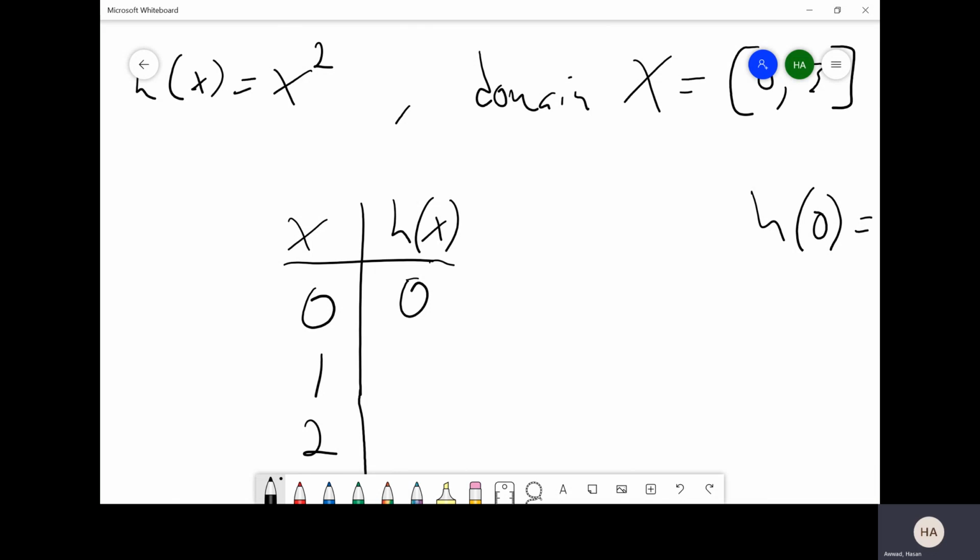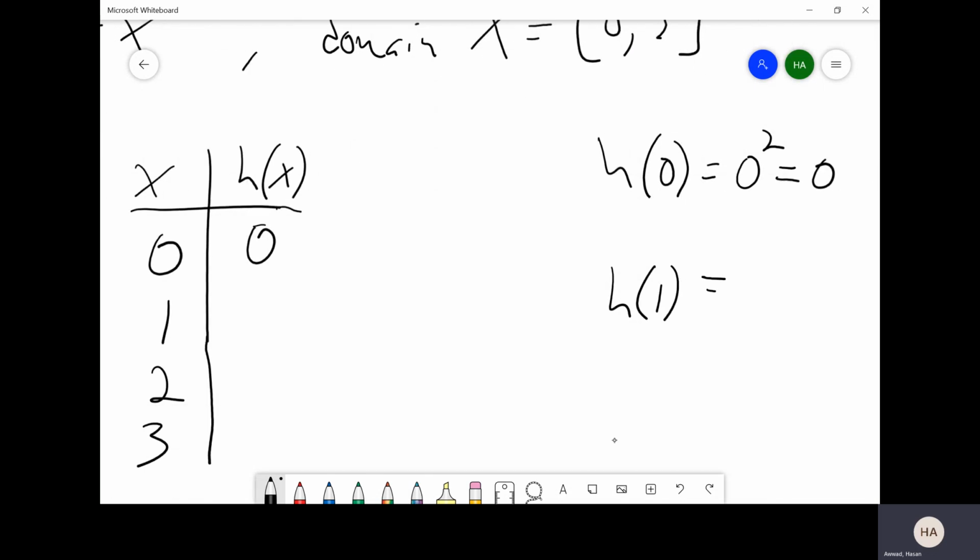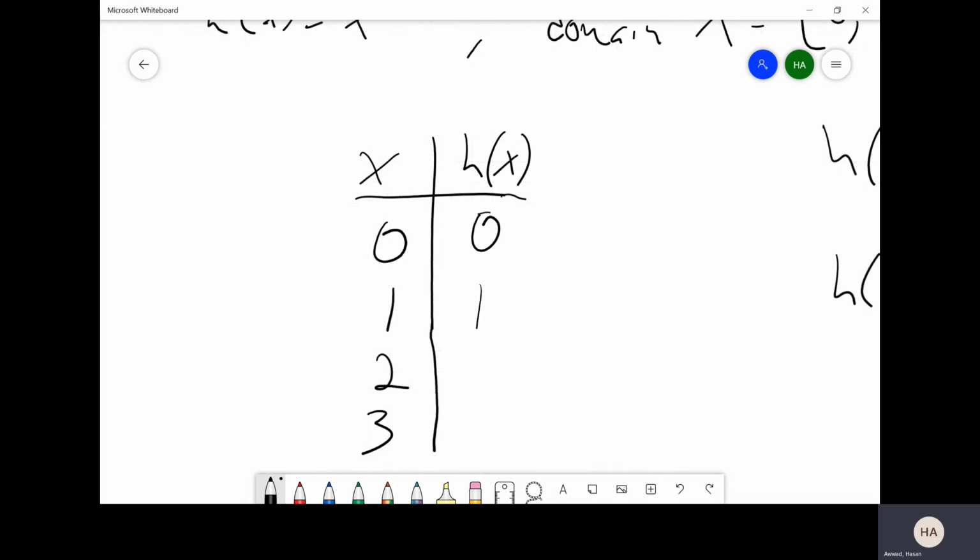Okay, we plug in 1. Just to roughly show the work, and I'm not going to do it for all of them, we plug in 1 for our x, so 1 squared, and 1 squared is, of course, 1.